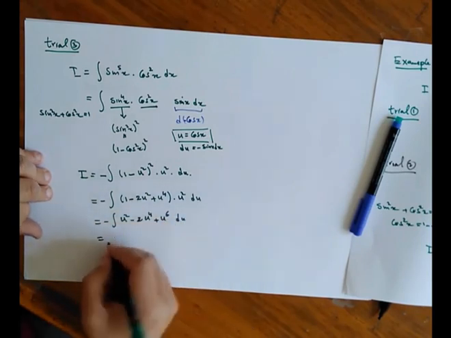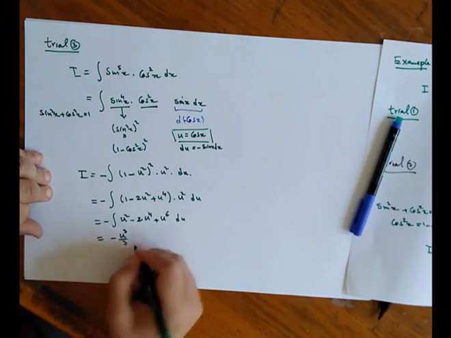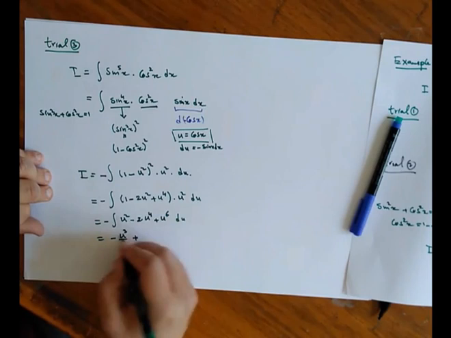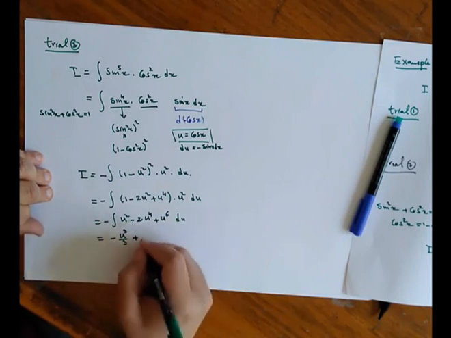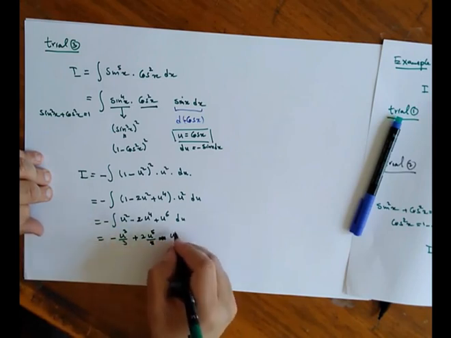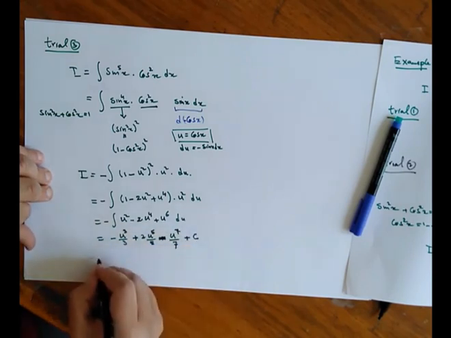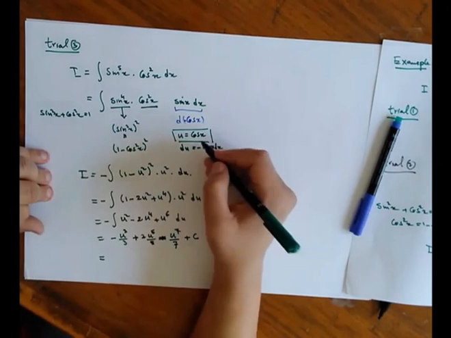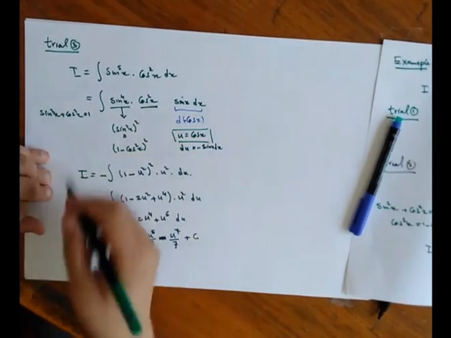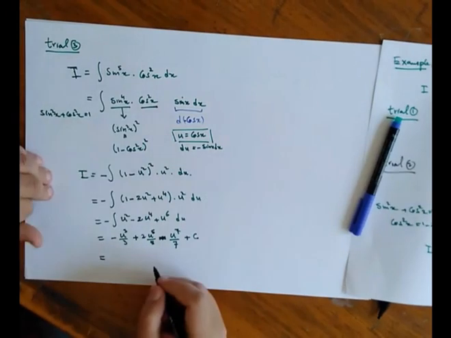And then you integrate. So you will have negative u^3 over 3, and then you'll have plus, because this negative will multiply here, 2u^5 over 5, plus or minus, because of this negative again, u^7 over 7 plus constant. And then you have to replace each u by cosine x, because our integral is in terms of x, so we have to get a function in x.